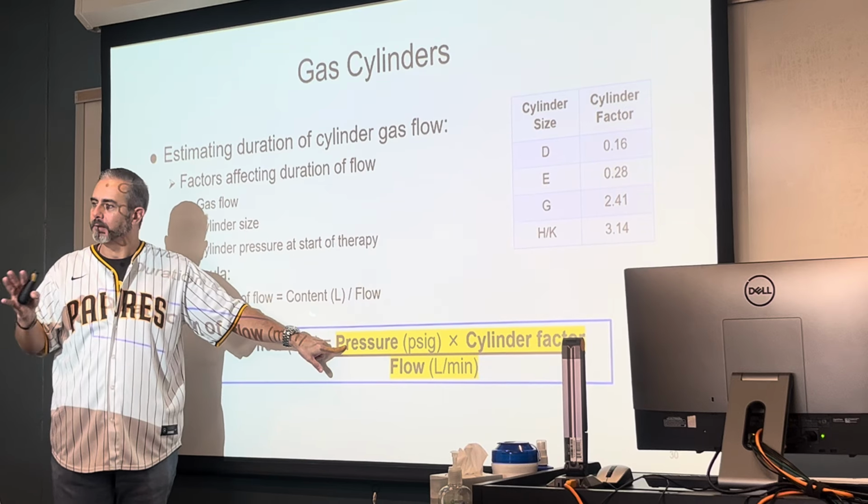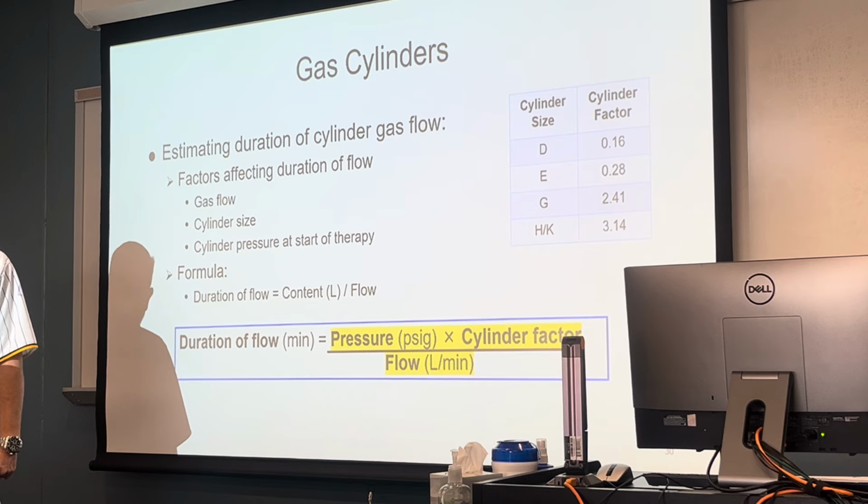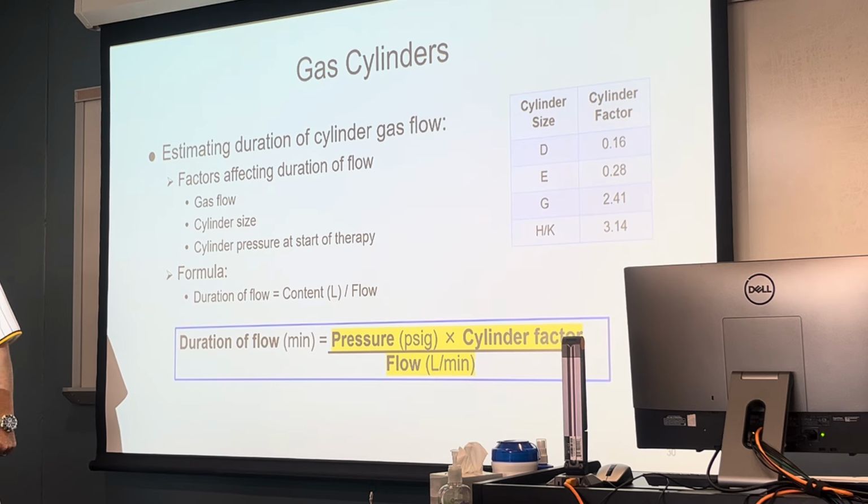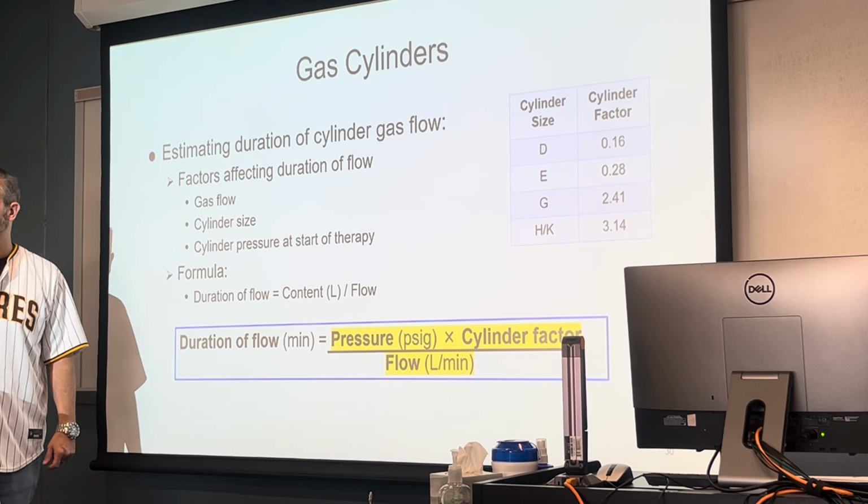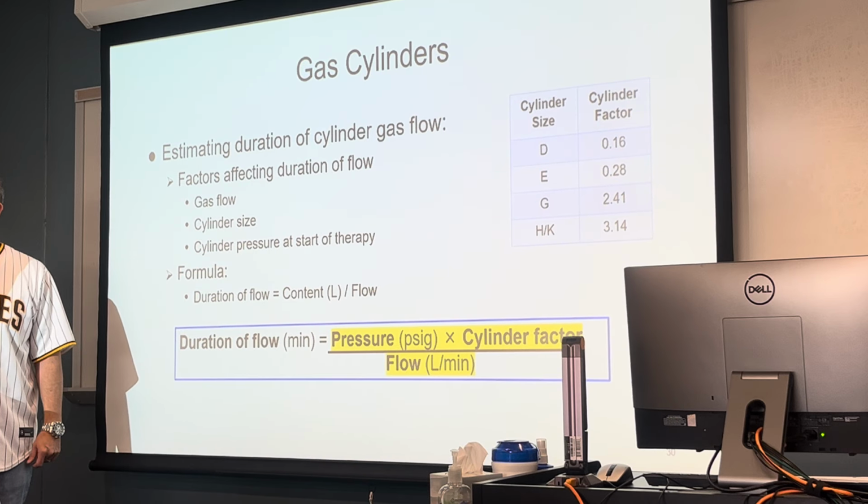If I have a full cylinder, 2,200 times 0.28, using the E factor, what does that number give us? 616. So that's 616 liters of gaseous oxygen. Remember I said it's a little over 600? So I'd simply take that number, pressure times the factor.